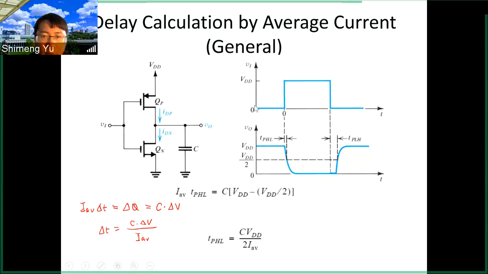So we can use this general method to get the TPHL. For example, here we assume the input is an ideal, perfect rectangular pulse. At t equals 0, the input switches from low to high, and then the output starts the high to low transition, but it will have some delay. The TPHL is defined as when the output changes from VDD to half VDD, 50%. This is the delay delta T we want to calculate.